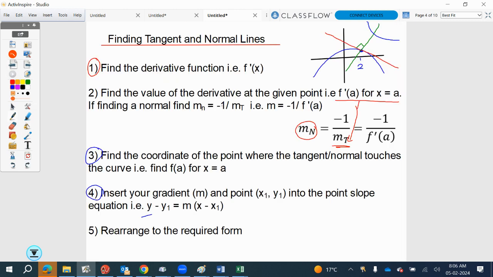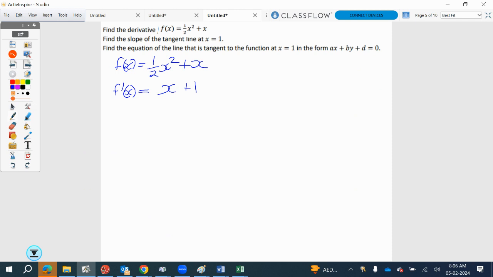Next, if we look through our steps, we need to find f dash of a at x equals a. So we need to find the gradient at the point we're interested in. Our point is x equals 1. So the gradient of our tangent line is going to be f prime of 1. So that's going to be 1 plus 1. Can anyone help me with this one? 2. So what is 2? Of what? m is a gradient. The gradient of what? The gradient of the function at this x equal to 1. What else is it? Tangent. The gradient of the tangent at any value.